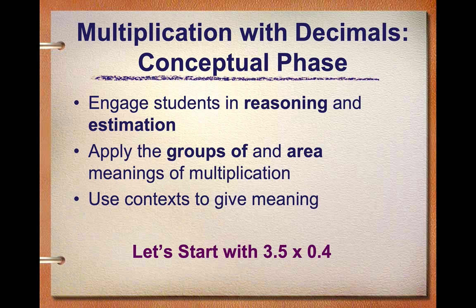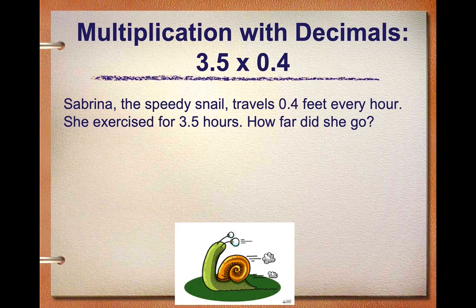So let's look at this one for a second. Let's take a look at a silly problem here about Sabrina the speedy snail, who can travel 4 tenths of a foot every hour. And if she was exercising for 3.5 hours, how far did she go? How many feet did she go? Well, again, let's start with estimation. So what do you think? Do you think she went more than a foot or less than a foot? That would be a good question to start with, and we'd have to think about that and talk with our students. Do you think she went more than 10 feet, less than 10 feet? Just those kinds of questions to go through.